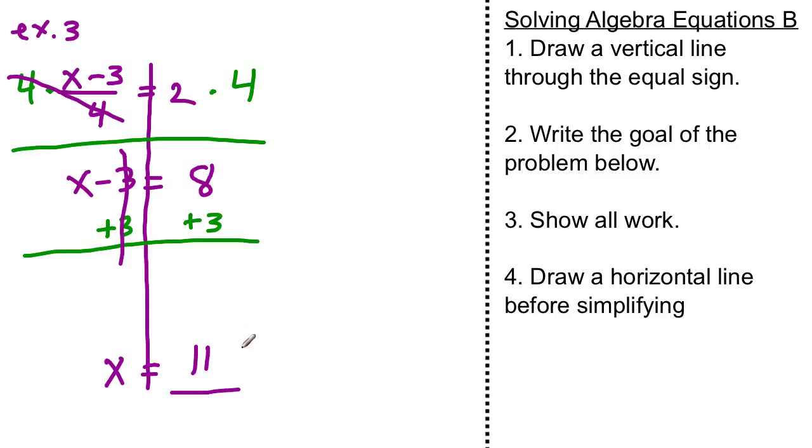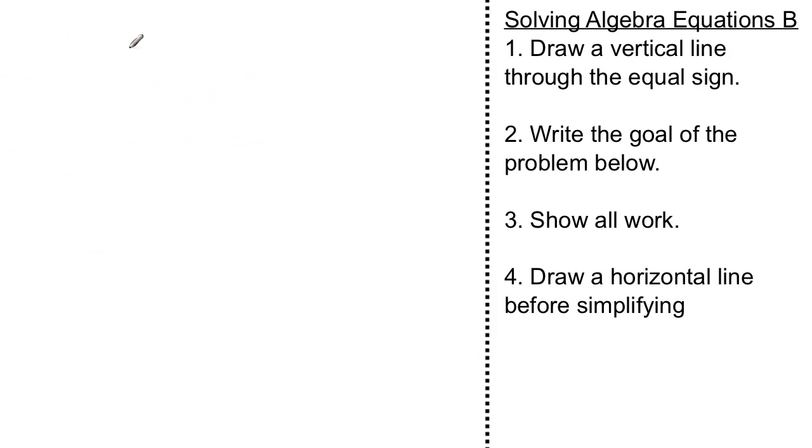Okay, let's do one last example. We'll call this example 4. And it says that 7 is equal to k plus 4 over 3. So here we go, vertical line.